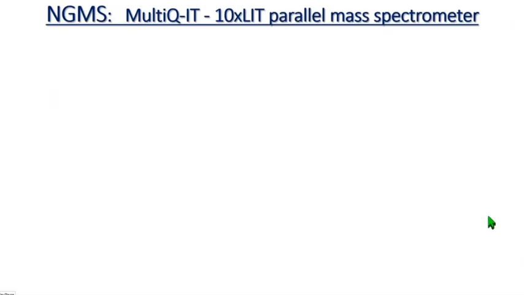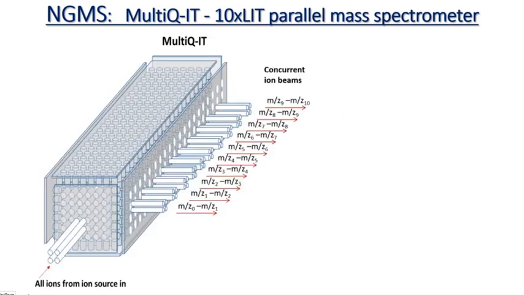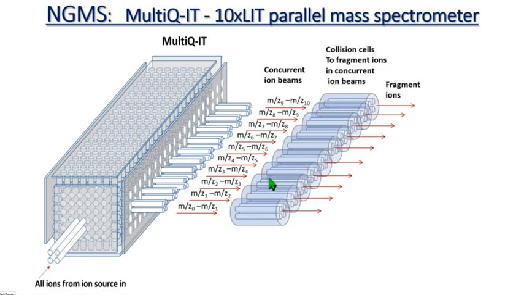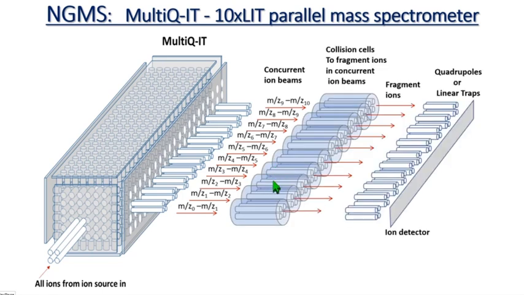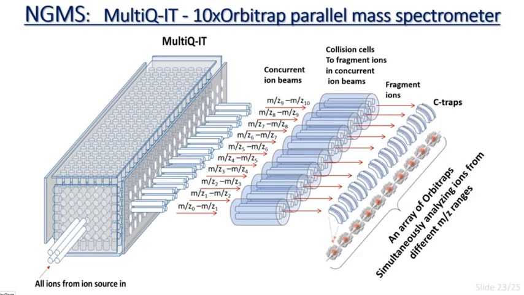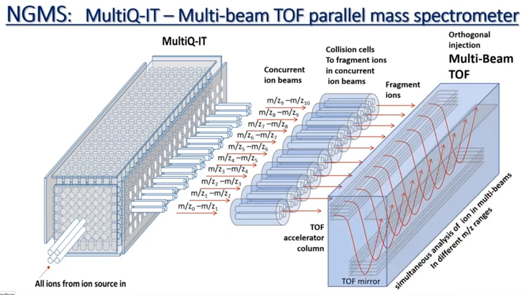Let me just show you several examples of what next generation mass spectrometry tools based on the idea of parallelization would look like. For example, based on a multi-Q ion trap, we let the ions into the multi-Q ion trap, then we split them into, say, 10 beams. We send them into 10 collisional cells and analyze them with either 10 quadrupoles or 10 linear traps, boosting efficiency and sample usage at least 10 times, because everything is done simultaneously. It would be better to analyze them in 10 orbit traps or a single orthogonal injection multi-beam time-of-flight mass spectrometer.